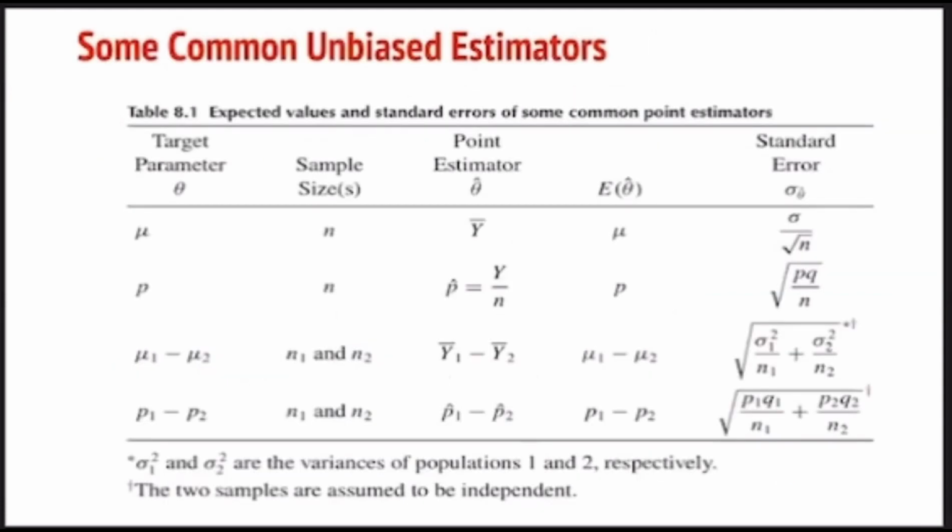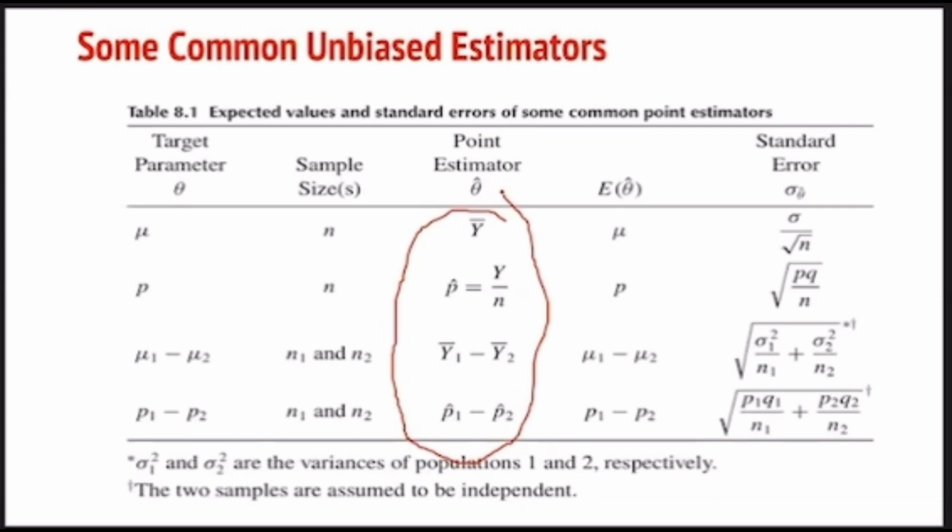Now, what are the common unbiased estimators that we talk about? These are the common ones: sample mean, sample proportion, the difference of the means, the difference of the proportion. Those are the common unbiased estimators.